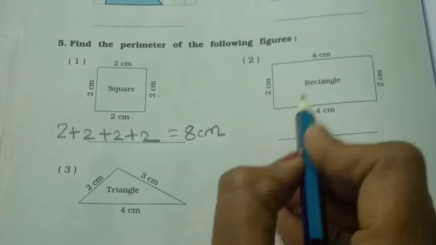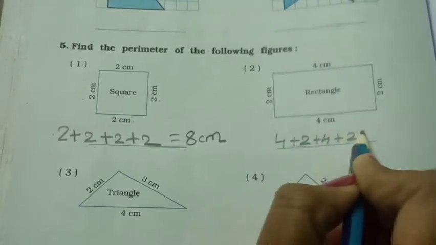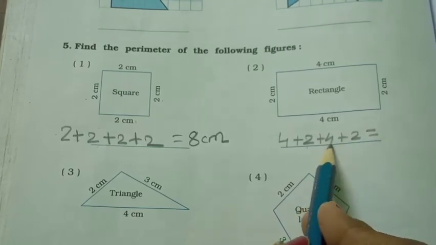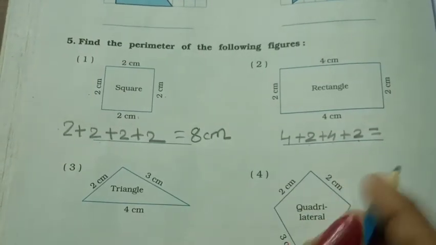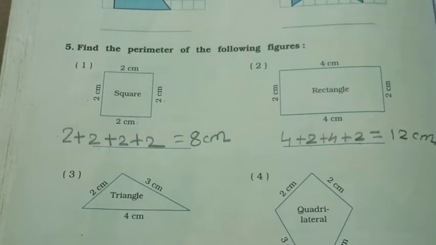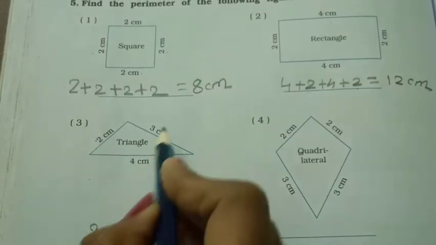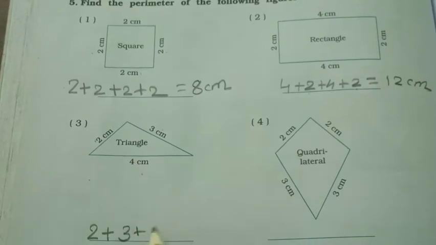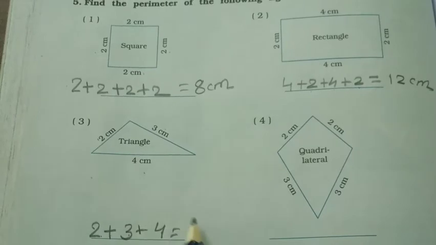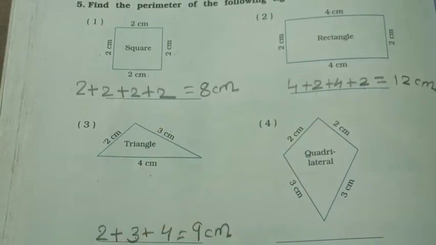Number 2. We'll start from here. 4 plus 2 plus 4 plus 2. So 4 plus 2, 6. 6 plus 4, 10 plus 2, 12. So the perimeter of this one is 12 centimeters. Number 3, triangle. We'll start from here. 2 plus 3 plus 4 is equal to 2 plus 3, 5 plus 4, 9 centimeters. 4 plus 3, 7 plus 2, 9.